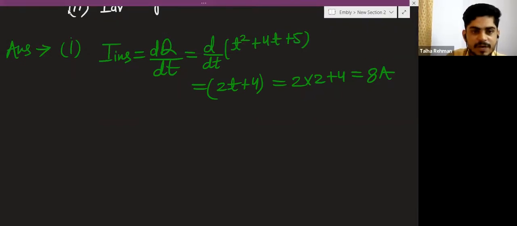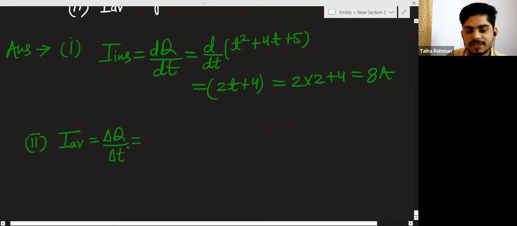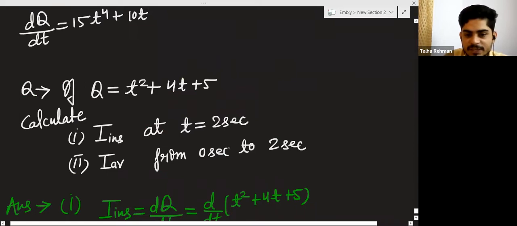Second part is we have to calculate the average current. And for the average current, I am telling you, delta Q by delta T. So delta Q means charge final minus charge initial, divided by final time minus initial time. They are asking from 0 to 2 seconds. So this is the initial time, and this is the final time.